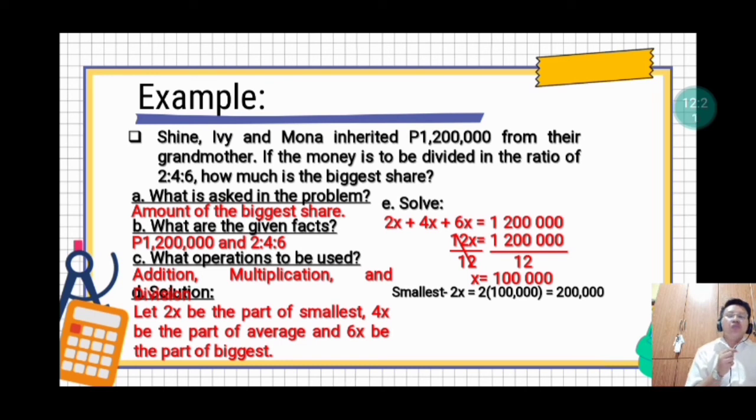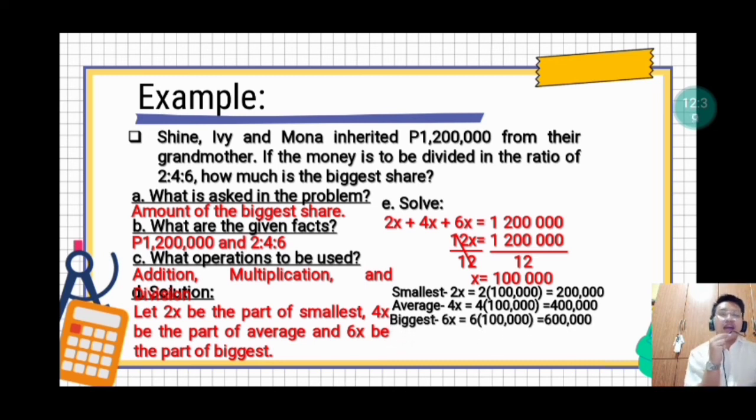We need to distribute the value of x, 2 times 100,000, that would be 200,000. For the average value, 4x, distribute the value of x, 100,000. 4 times 100,000, that would be 400,000. And then for the biggest value, 6x, it's equal to 6 times the value of x, which is 100,000, and 6 times 100,000 would give us an answer of 600,000. So after that, we need to check.